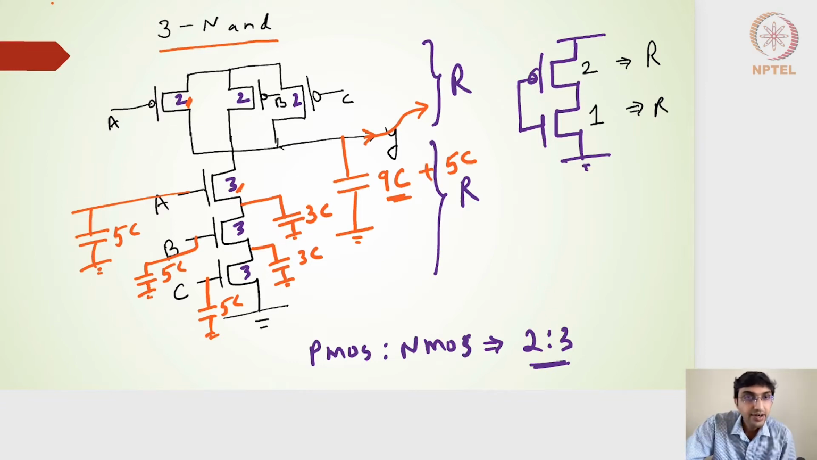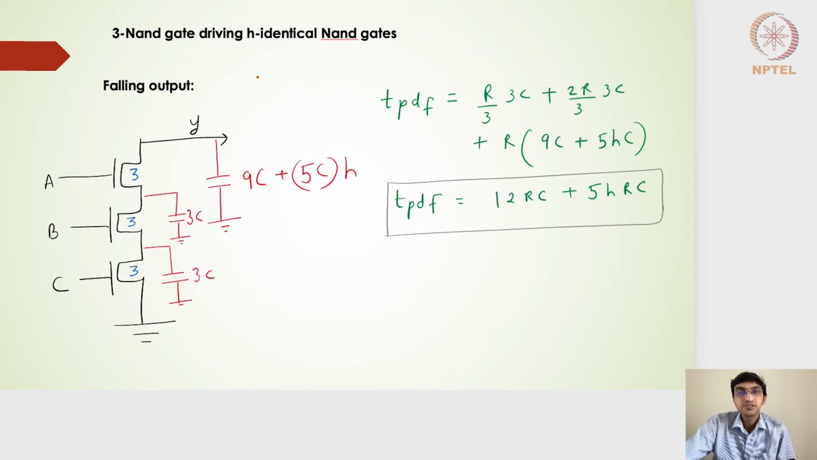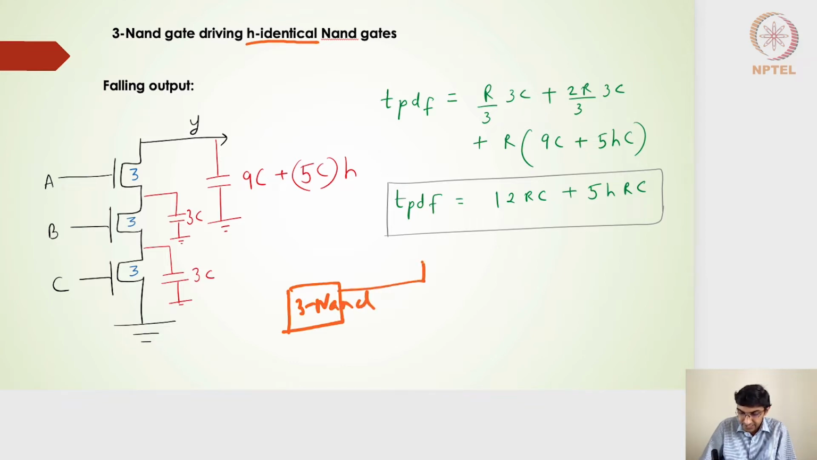And moving on. That is what we have in this slide: a three input NAND gate driving H identical NAND gates. What do we mean by H identical? That means the size of the second stage NAND gates is the same. So it is basically like this: the first stage is a three input NAND gate, which is then fed to H such three input NAND gates.